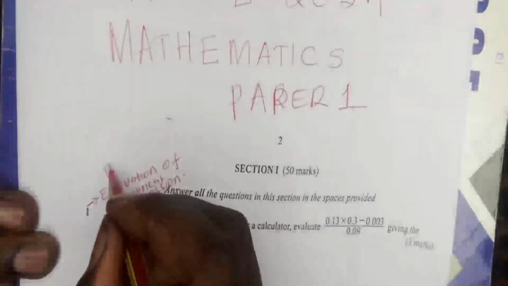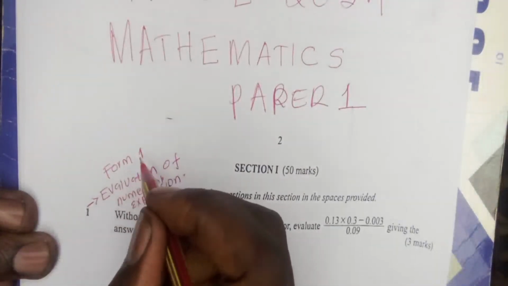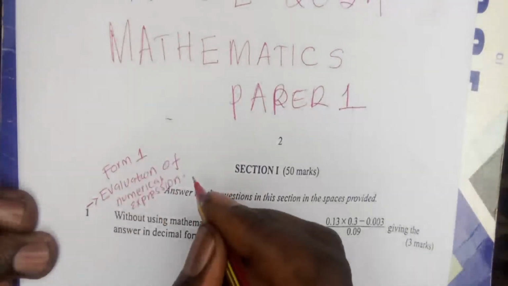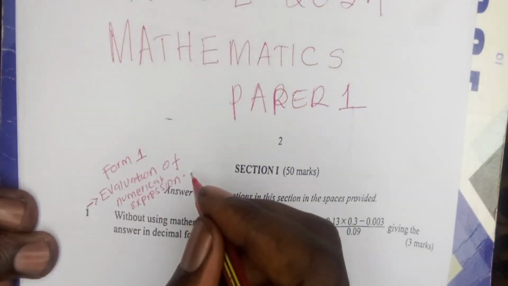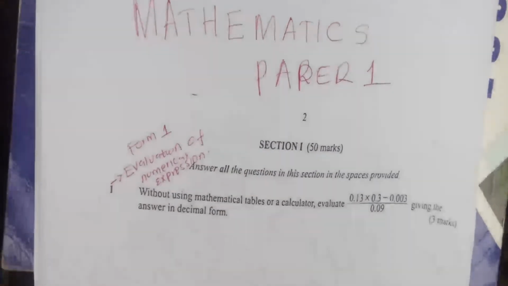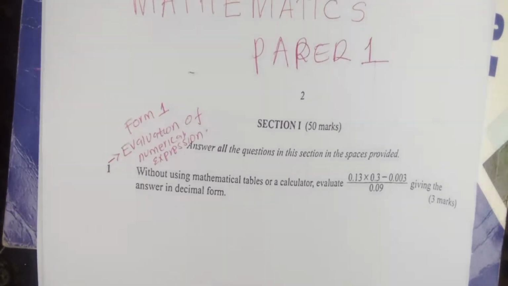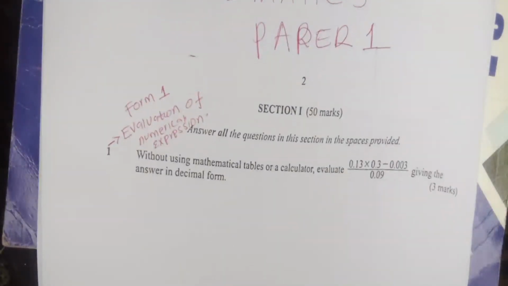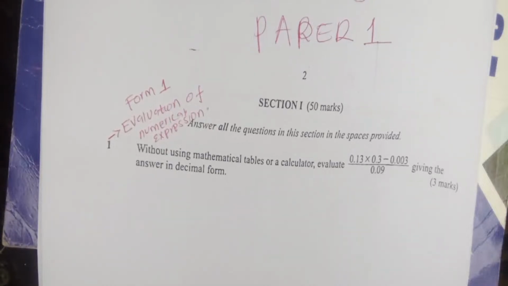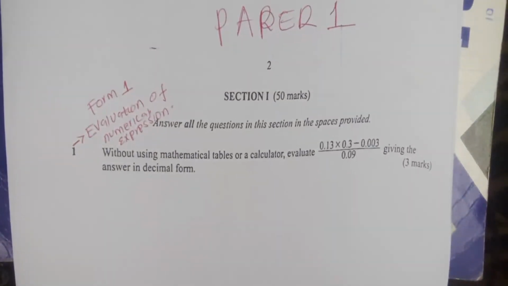And these are from Form 1 topic. And if you look at this topic, it's always told without using calculators, because we do have 2 types of evaluation of numerical expressions. The one in Form 2 we use logarithms and calculators, but this one you are not supposed to use logarithm and calculator.